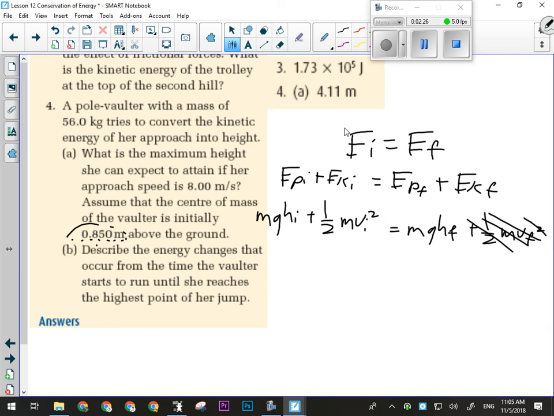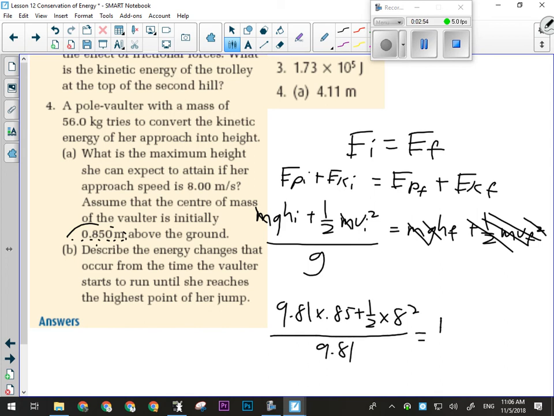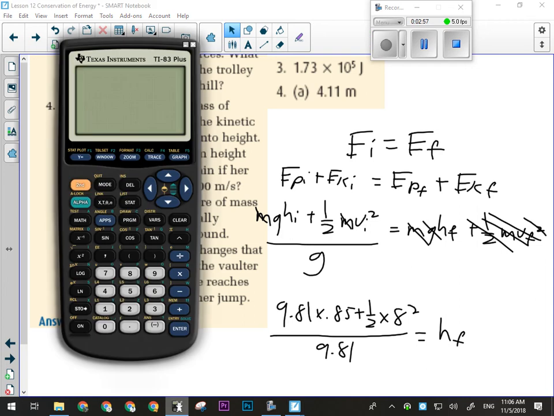We are just trying to find her maximum height. Do I need her mass for that? I don't. They gave it to me, but I don't need it, and I don't like having things on there I don't need. So all I have to do to find h final is bring g over. I divide both sides by g, and I'm looking for h f. So I'm going to have 9.81 times 0.85 plus 1/2 times 8 squared, that's her speed, and then I'm going to divide that by 9.81, and that should give me the maximum height of her vault. So we'll have 9.81 times 0.85 plus 1/2 times 64, divided by 9.81.